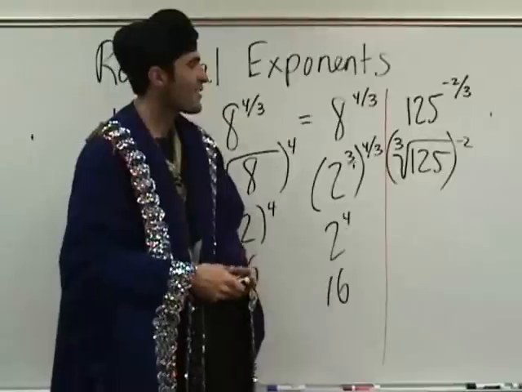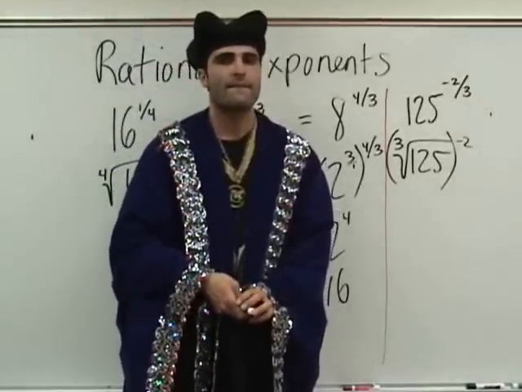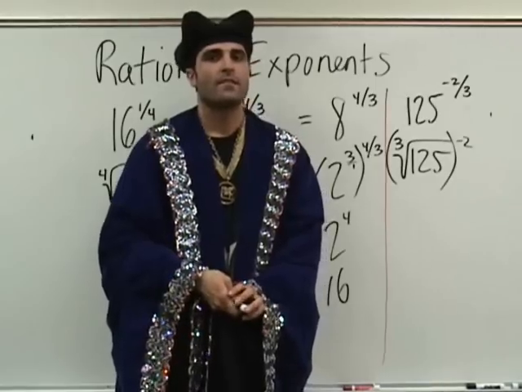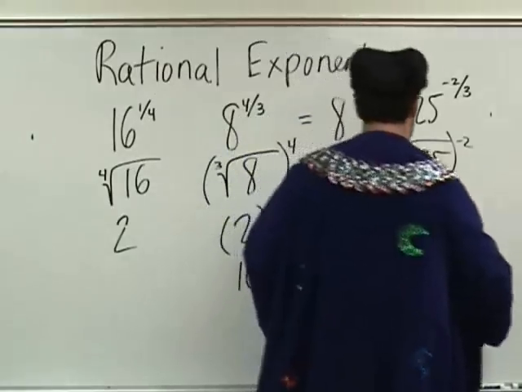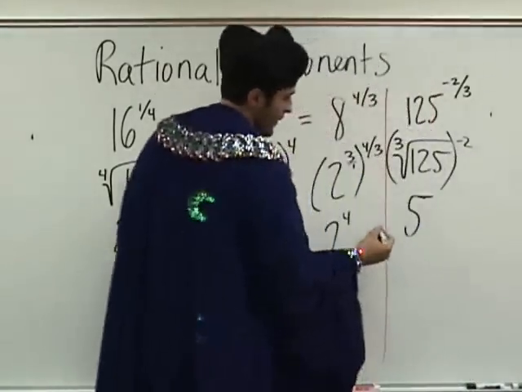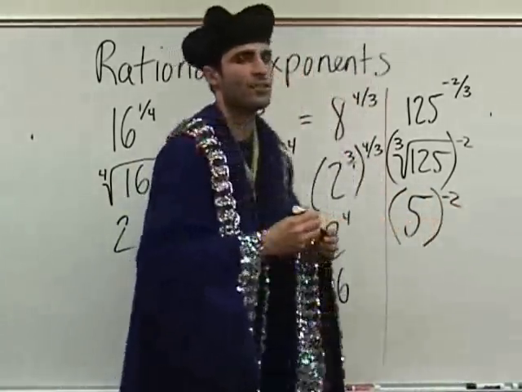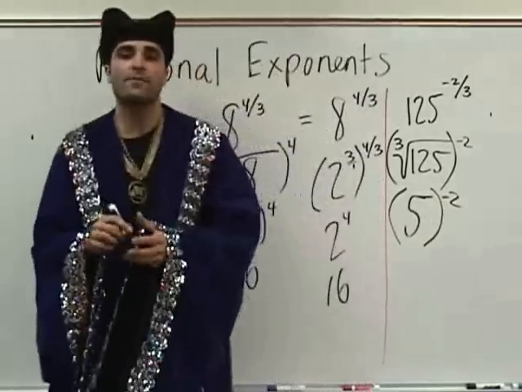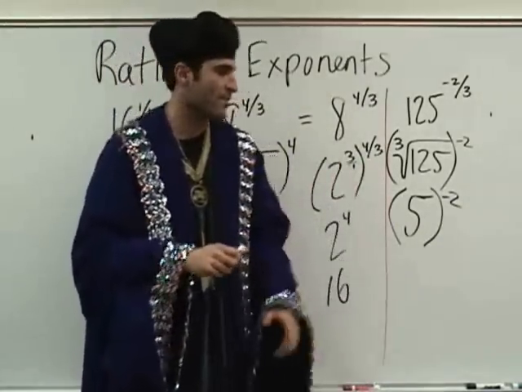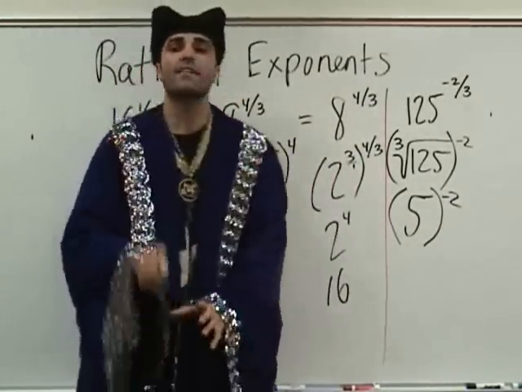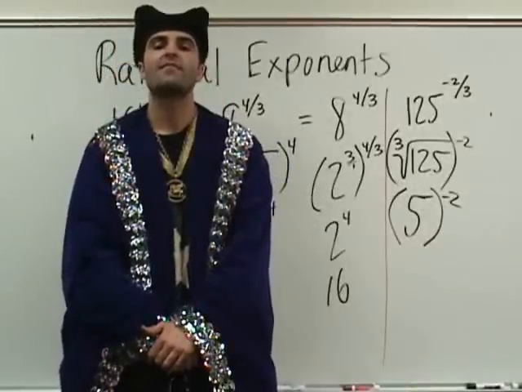Okay. So what is the cube root of 125? 5. Alright, so that's 5. Think simple. 5 to the negative 2. Any questions about the cube root of 125? 5 times 5 is 25. 25 times 5 is 125. So that's 5. What's the rule for negative exponents, sir? Oh, you flip it.